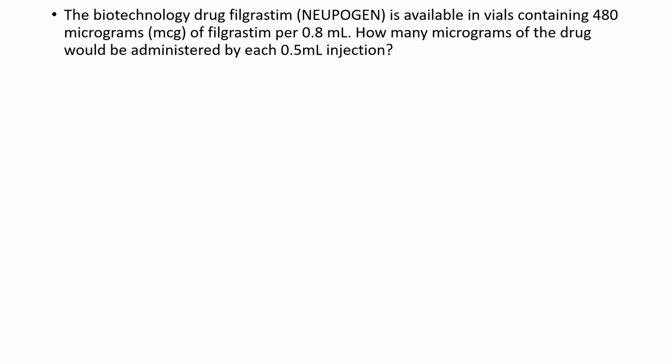So biotechnology drug filgrastim is available in vials containing 480 micrograms of filgrastim per 0.8 ml. How many micrograms of the drug would be administered by 0.5 ml of injection? So the vial has a concentration of 480 micrograms per 0.8 ml. The question is asking how many micrograms per 0.5 ml.